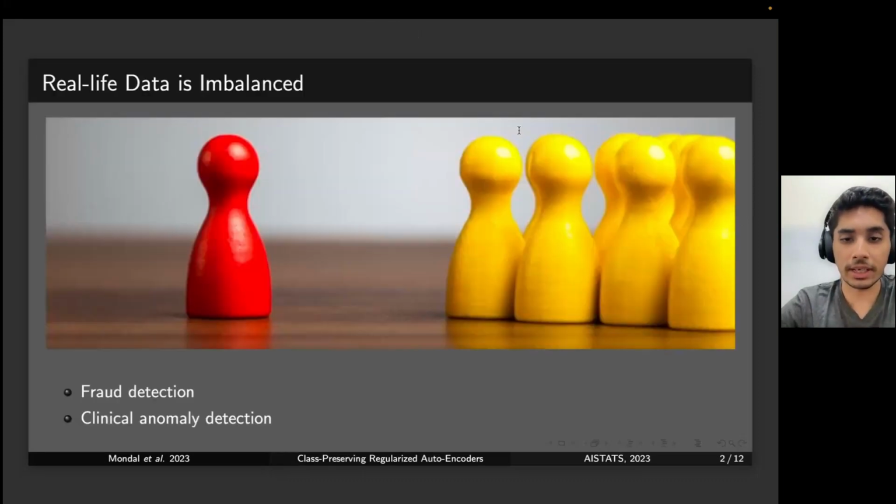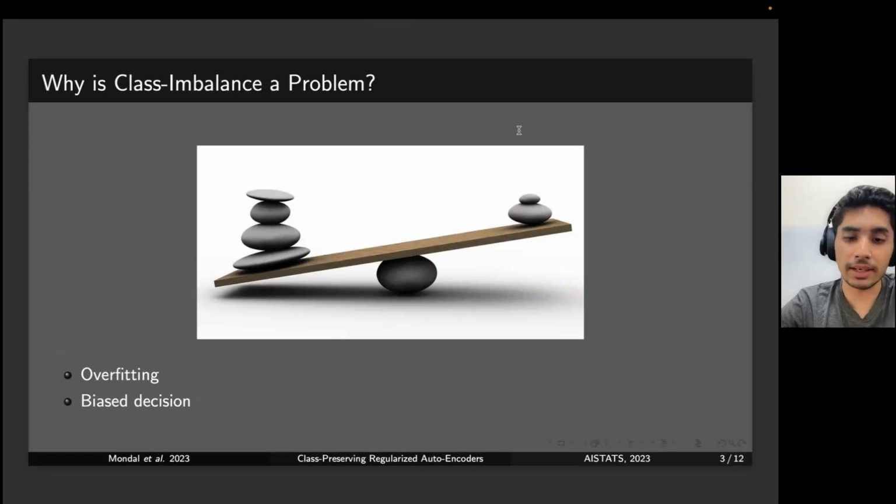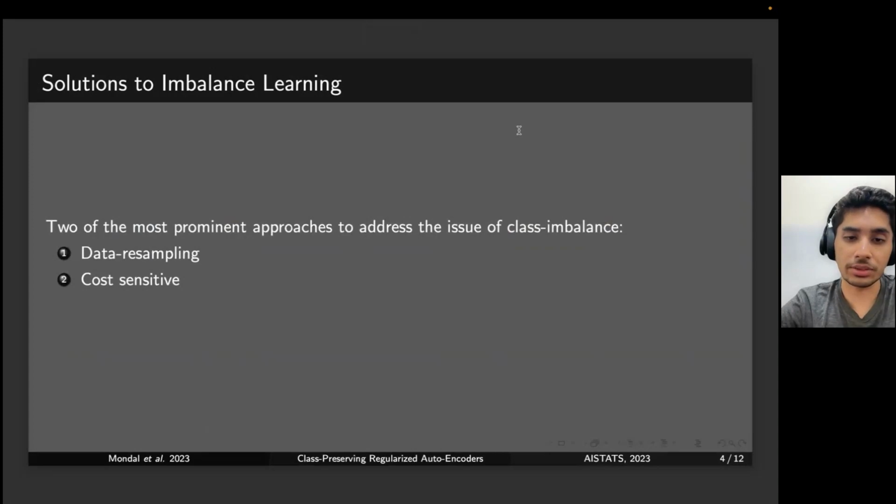The broad issue that we try to tackle in this work is that of class imbalance in datasets, which is very ubiquitous in several settings, such as fraud detection and clinical anomaly detection. Further, class imbalance also leads to several issues in machine learning, like overfitting and manifestation of undesired biases in models. To overcome this issue of class imbalance, there have been two broad categories of solution.